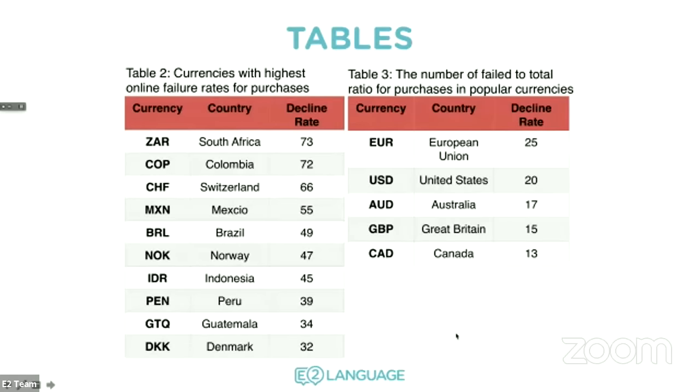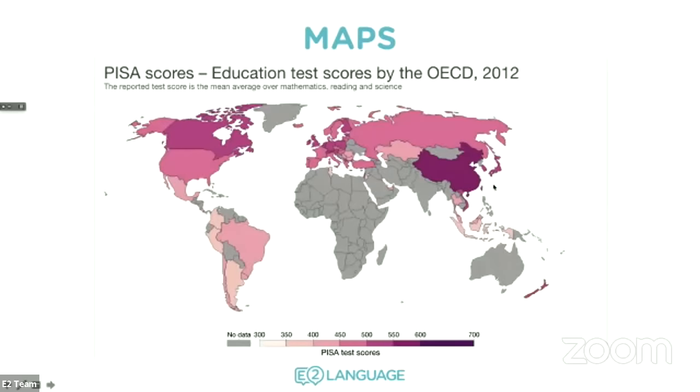Your turn in 3, 2, 1, start. And stop. Cool. Fine. Let's push on. Here we go. Maps. Okay.